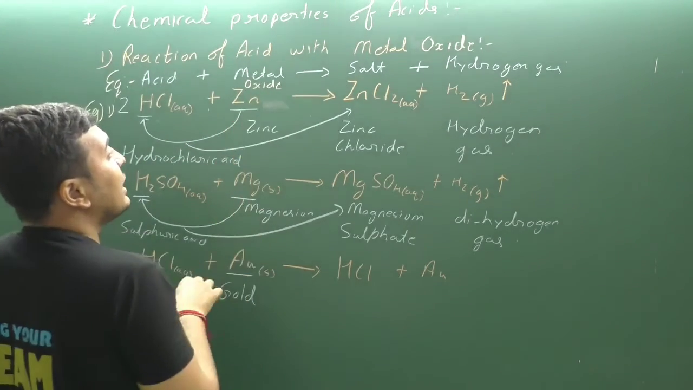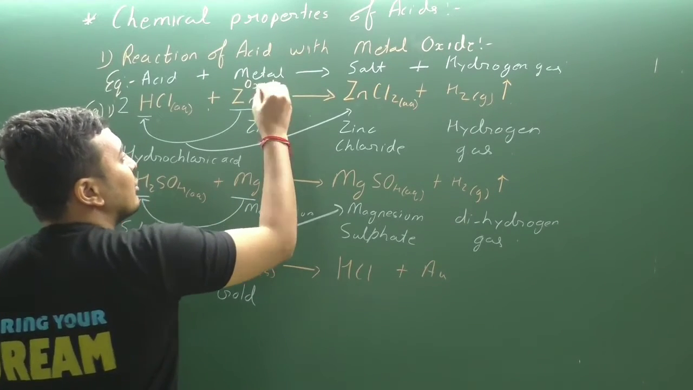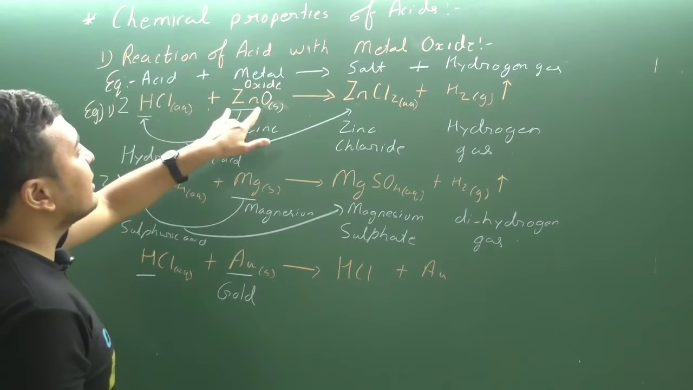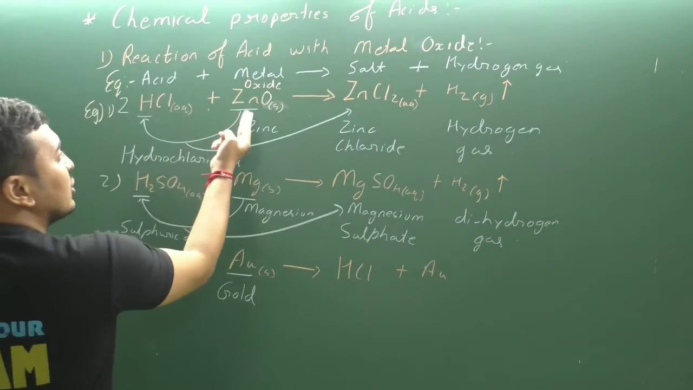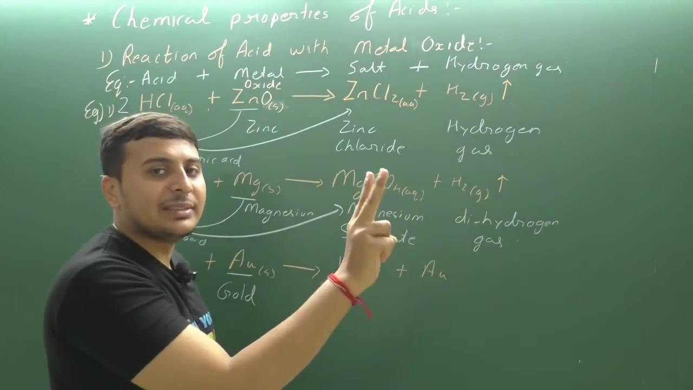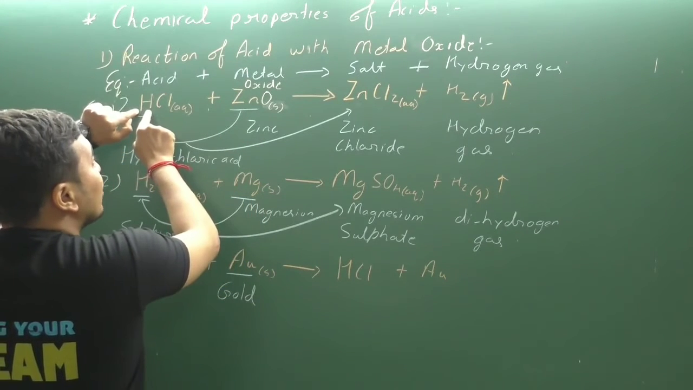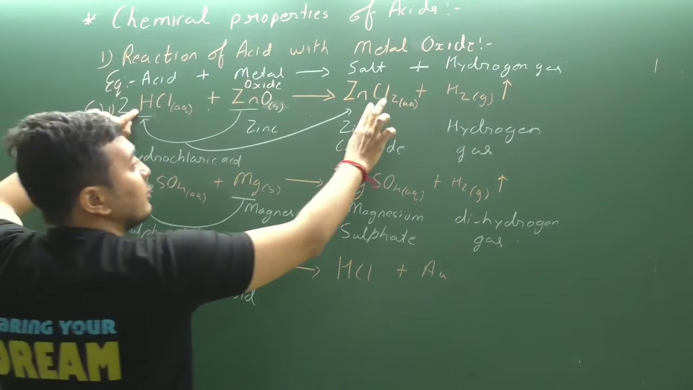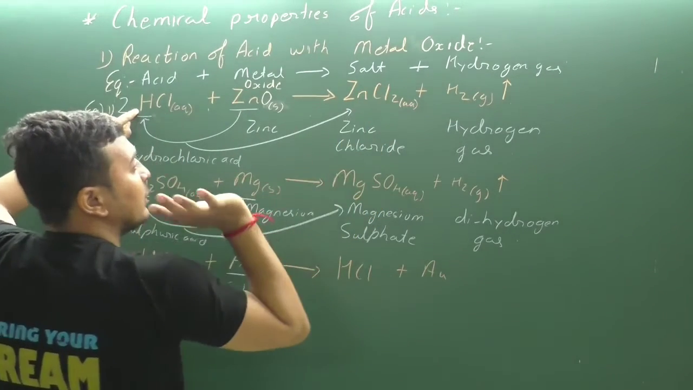For example, zinc oxide. What is the formula of zinc oxide? ZnO. It is also solid in state. So when acid reacts with metal oxide, what happens? Zinc is more reactive than hydrogen, so zinc will displace hydrogen. It is a double displacement reaction. Zinc reacts with acid and forms zinc chloride. It is same, because zinc is there, HCl is there.